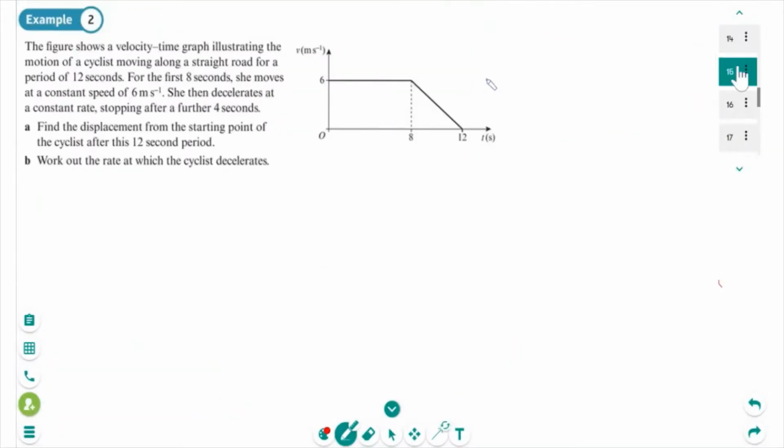Okay, so this is the first example I've got. They've drawn a velocity time graph. Motion of a cyclist moving along a straight road for a period of 12 seconds. So that's the end time, 12 seconds. For the first 8 seconds, she moves at a constant speed. If it's moving at a constant speed, it's just going to be a horizontal line for the first 8 seconds. So that makes sense. 6 meters per second is on the y-axis.